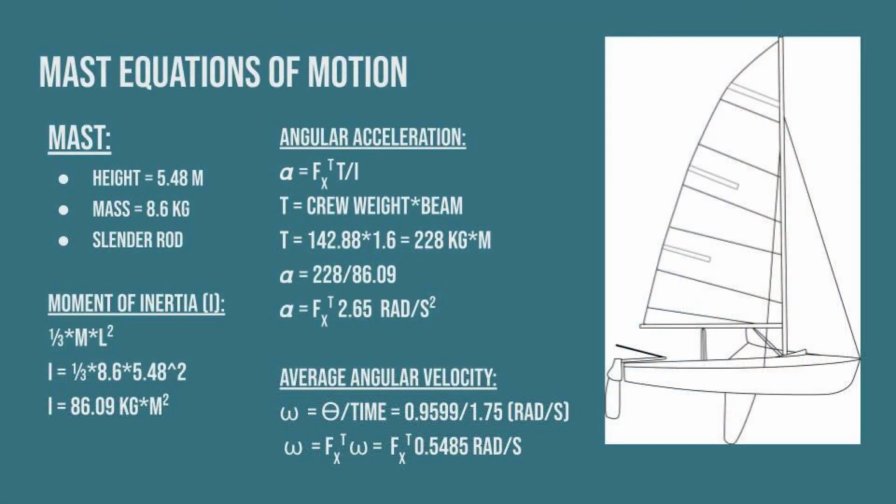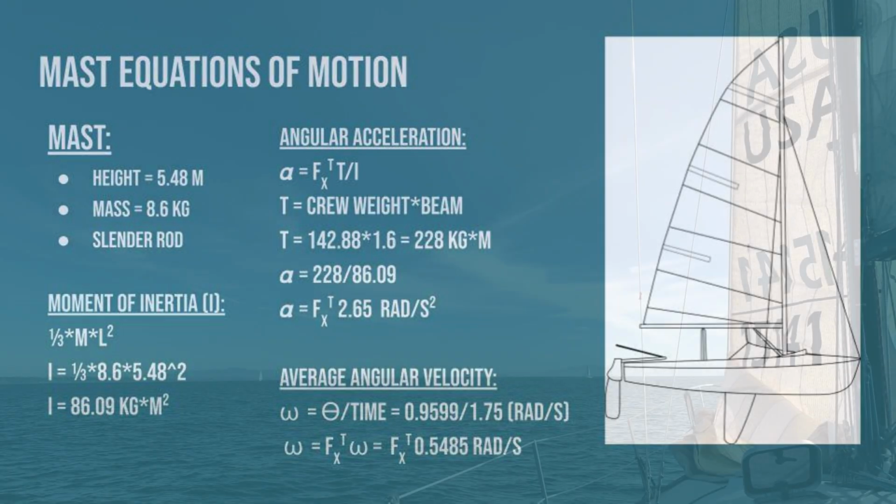This causes a torque. If we were to consider just the mast of the sailboat, the angular acceleration of the mast would be 2.65 radians per second squared. This does not account for other factors like the moment of inertia of the hull, the wind resistance on the sails, and the water resistance on the underwater foils. Analyzing the video, the average angular velocity of the maneuver was 0.5485 radians per second.